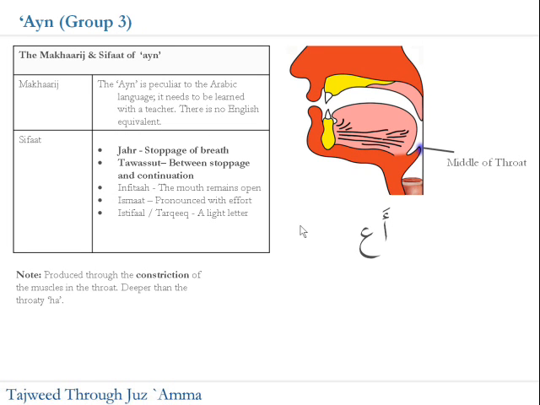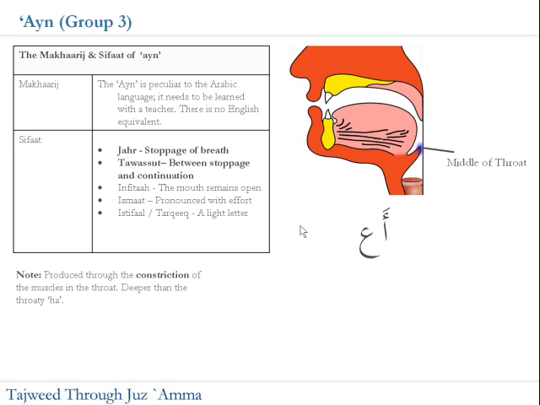Then we have what's known as the ayn. Now this is peculiar to the Arabic, and it has to be learned with the teacher, and it's produced by, again, squeezing the muscles in the throat, and the sound that comes out is a bit further back than the throaty ha. And voweled it will normally be a, i, u.